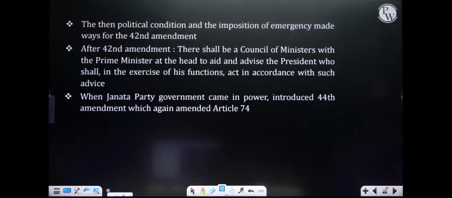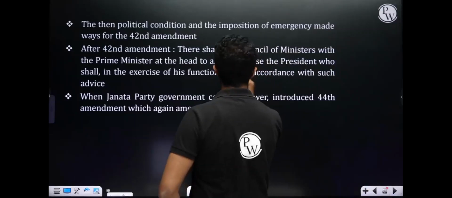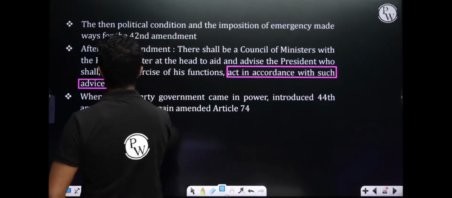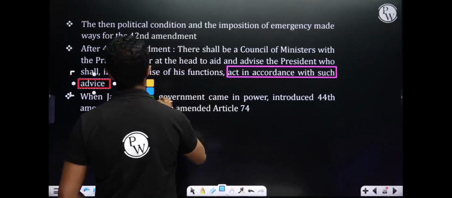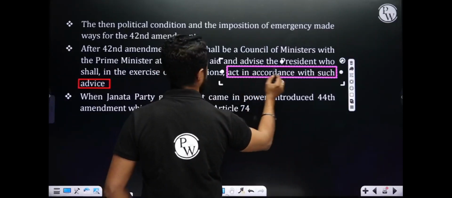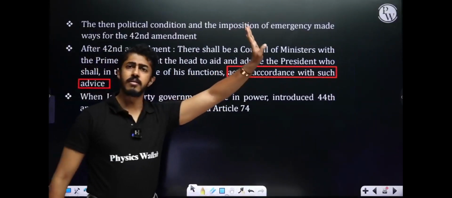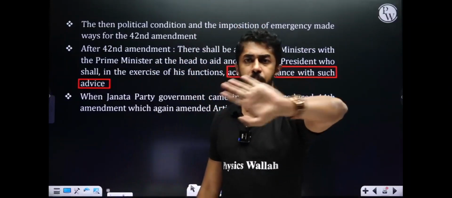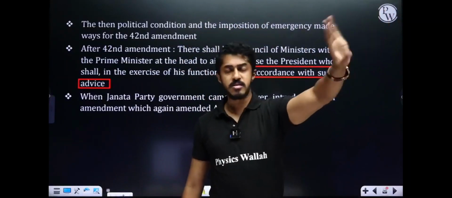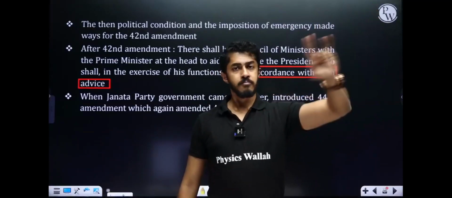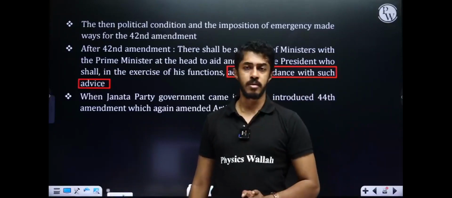The then political condition and the imposition of emergency made way for the 42nd Amendment. After the 42nd Amendment, what happened? There shall be a Council of Ministers with the Prime Minister at the head to aid and advise the President, who shall, in the exercise of his functions, act in accordance with such advice. Matlab, what did the 42nd Amendment do? The President has to listen to the advice. The President will not make any changes. The President has to listen to the advice, come what may. This is the change Indira Gandhi brought.